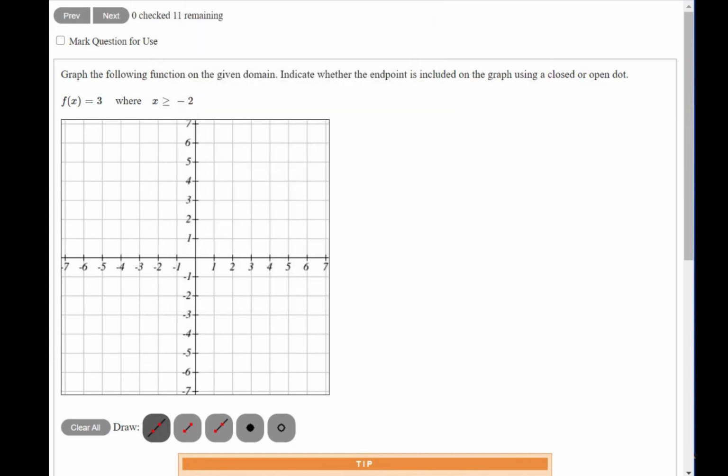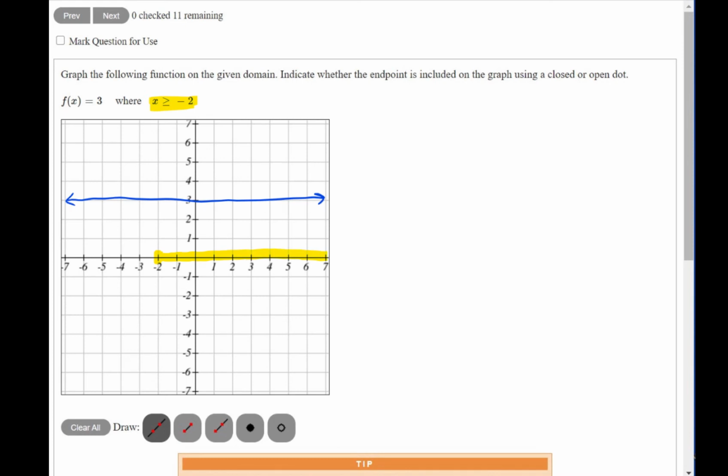We just simply have a horizontal line at the indicated value. So this would generally just be that right there. The only difference is that we have a restricted domain. So the restricted domain here starts where x is equal to -2. So it starts here, and it's values that are greater than -2, so going this direction.